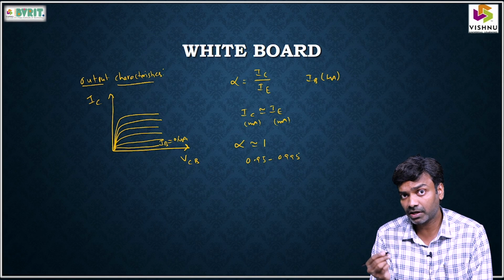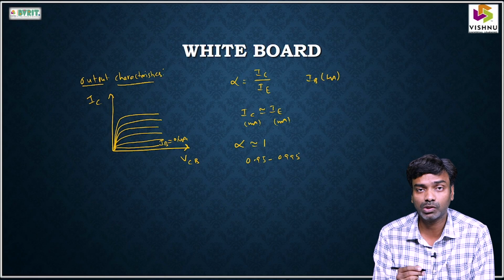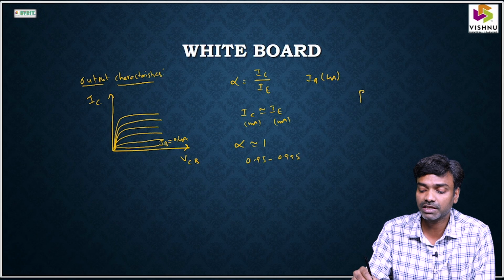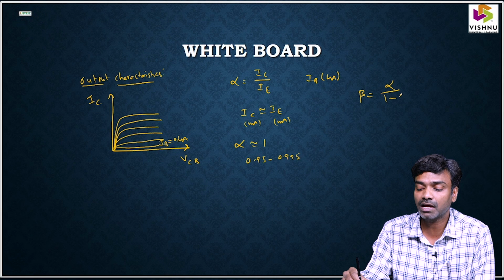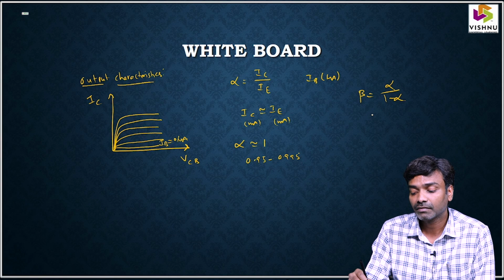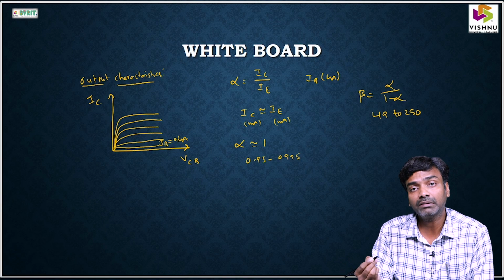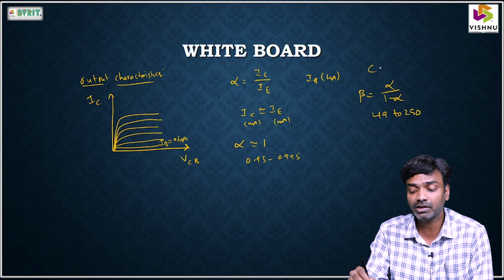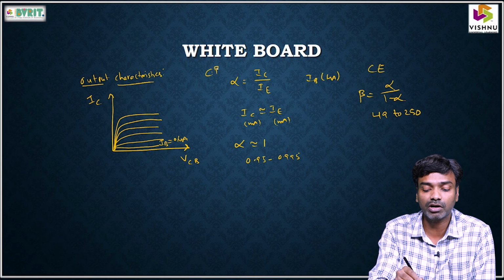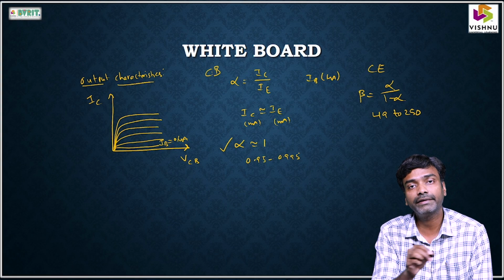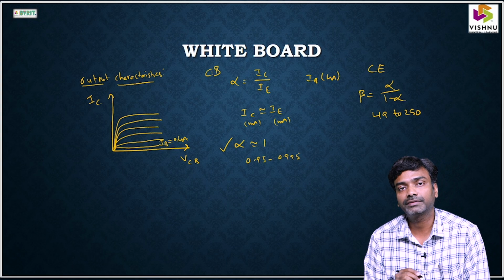In the case of common emitter configuration characteristics, we may see the slope because of the relationship beta equals alpha by 1 minus alpha. We can see that beta ranges from 49 to 250. We can get more slope and more amplification in the case of common emitter configuration. Whereas in common base configuration, alpha is 1, hence the curves are straight.